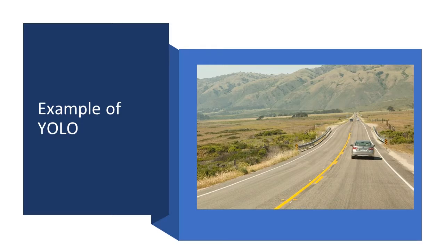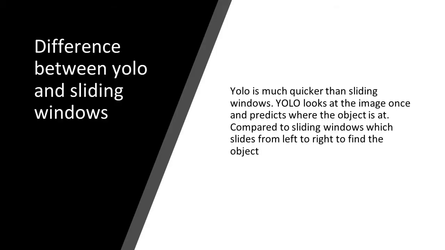Here's an example of YOLO. You see how fast it is? This automatically goes to the object. It doesn't go left to right or nothing like sliding windows, so it's pretty quick.